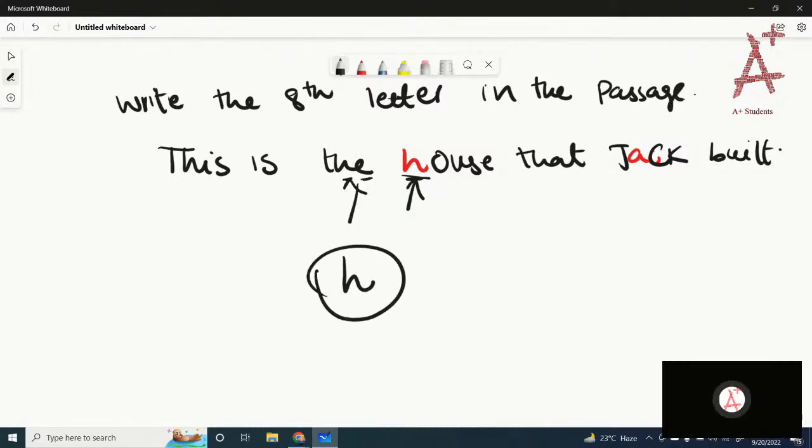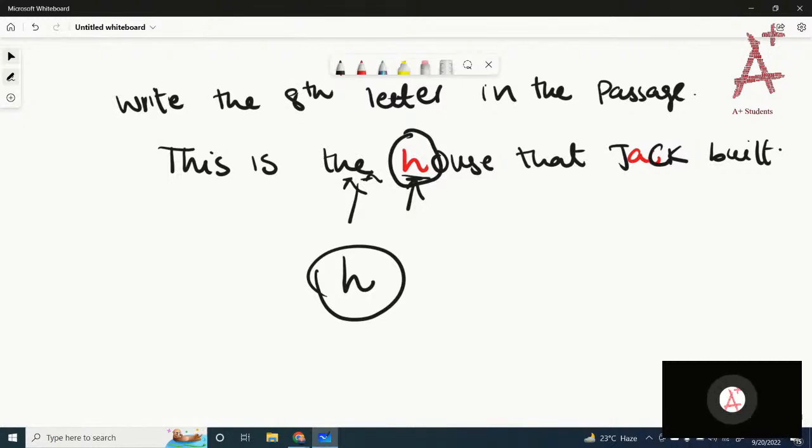Actually, the passage is too long. I've just written the part that is required for the answer. For the answer, you have to find the eighth letter. So you are given a hint that every 10th letter is red. So if this is the 10th letter, the previous one is ninth, and if you move one more position back, this is the H. So H is at the eighth position. You are given four options. Select the correct option and click on the OK button.